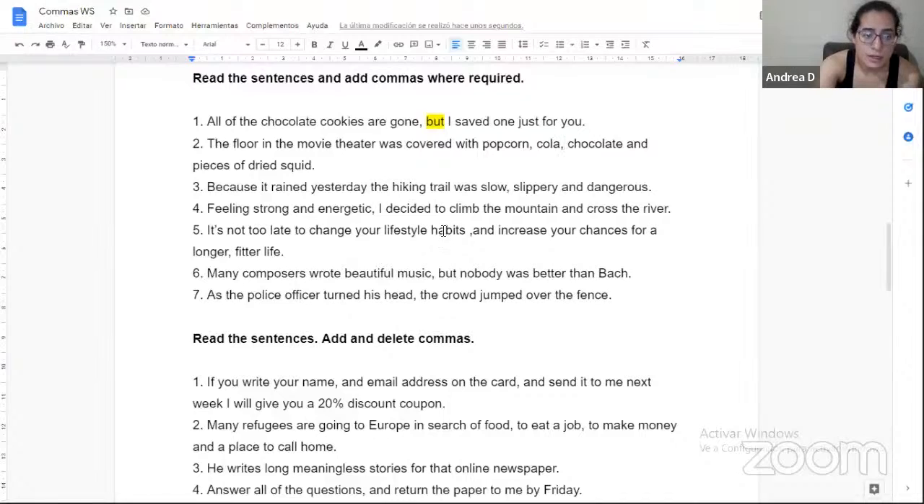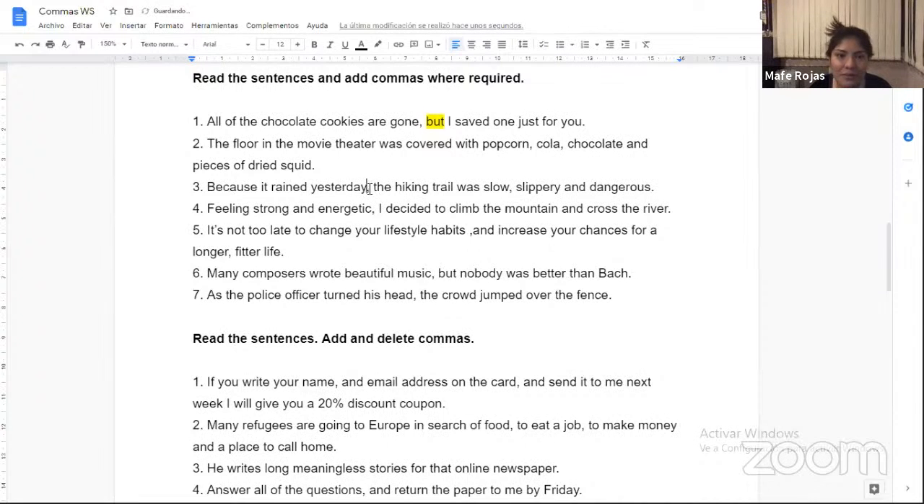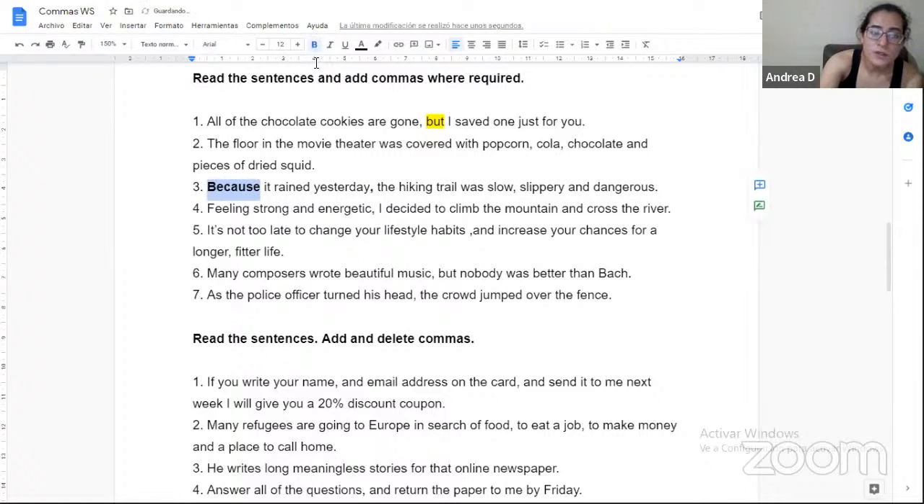Okay, so: because it rained yesterday, the hiking trail was low, slippery, and dangerous. This is correct, but there's one comma missing here. It could be: because it rained yesterday, comma, the hiking trail was low, slippery, and dangerous. Because I'm using "because" at the beginning of the sentence. I don't know if you remember, it is a subordinate conjunction. It's not a fanboy.